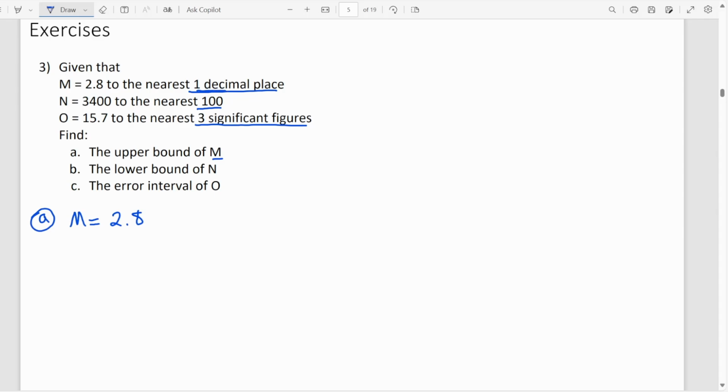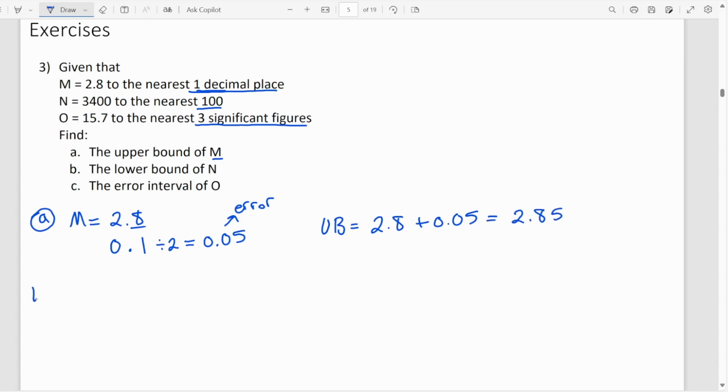So I'm going to locate the first decimal place. It's right here, and replace that by a 1, and everything else turns to zeros, so 0.1, and we'll divide this by 2, and we get 0.05. This right here is my error. Okay, so in order to find the upper bound, it's basically 2.8 plus 0.05, and we get 2.85. Now let's take a look at part B.